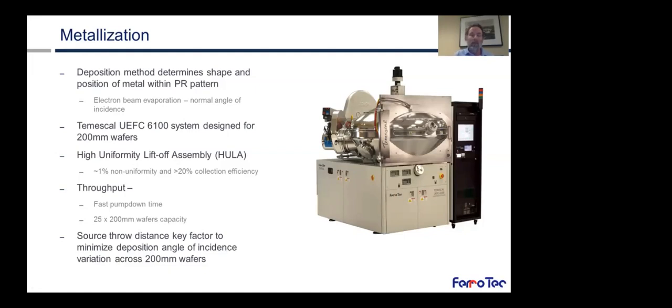It's a high throughput system with very fast pump down time, in part due to a conic chamber design that minimizes metal deposition on unwanted chamber surface areas and allows for high conductance access between chamber surfaces and the high vacuum pumps. It also holds a full cassette of 25 200 millimeter wafers. The source throw distance is a key factor to minimize deposition angle incidence variation across 200 millimeter wafers, and that has been optimized in the system for these wafers.